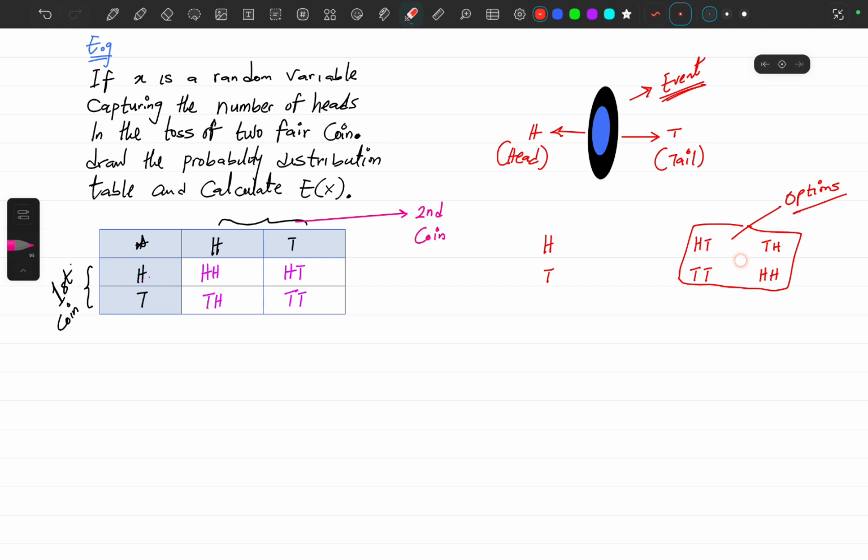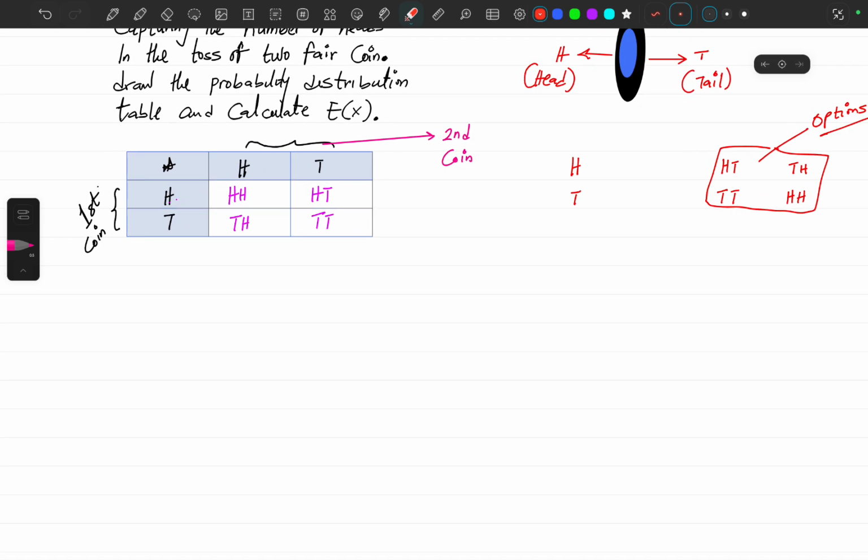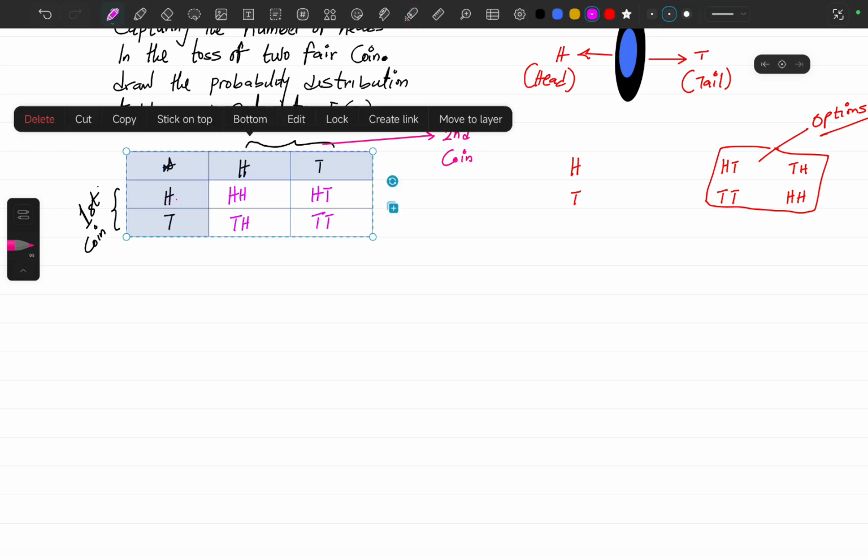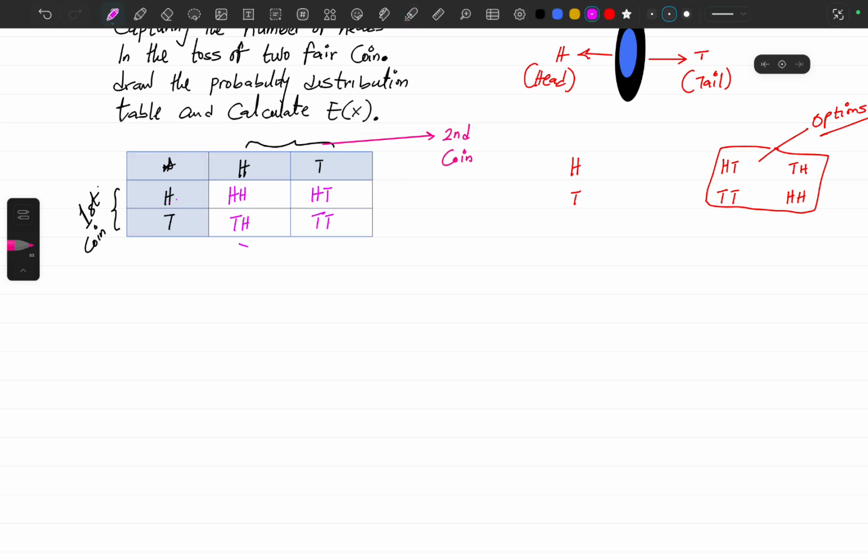Now I can do this again, which means if I take up 3 coins and I toss them together. Now what I will do is, this is the first coin and this is the second coin, right? So if I take up 3 coins and I toss them together, what will happen? I will take this option here, which is 2 coins, and I will distribute it on 1 more coin, and that's going to be what you're going to see here.